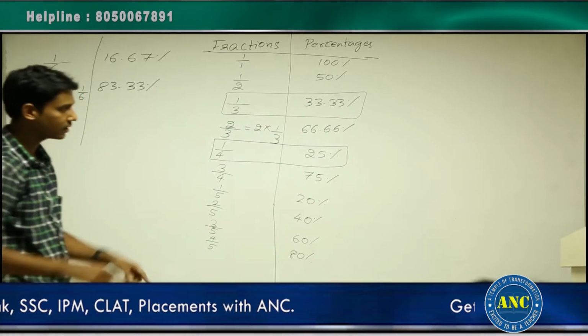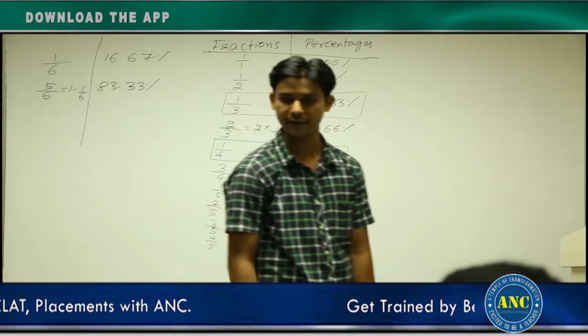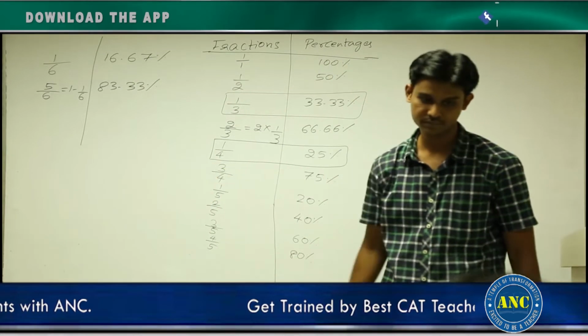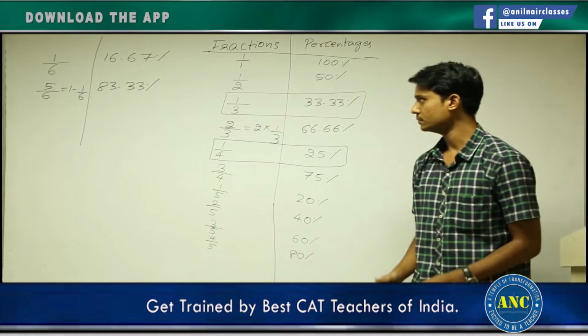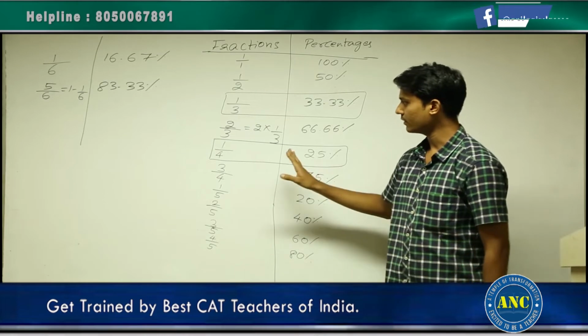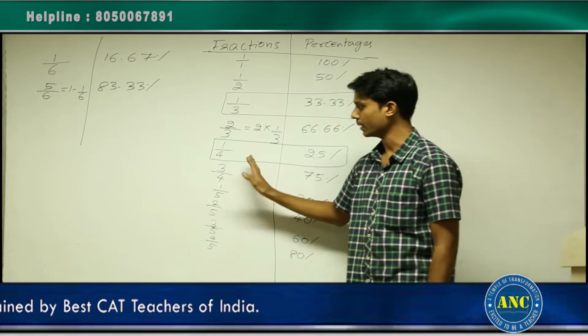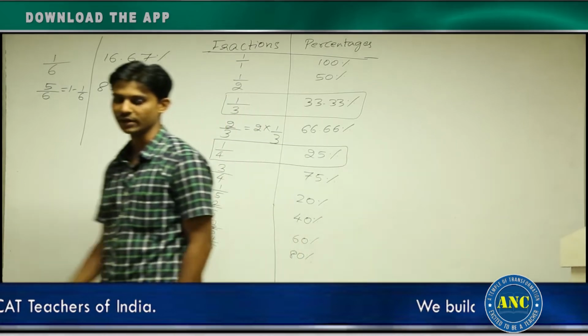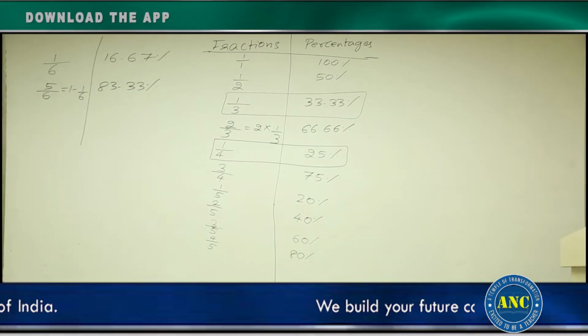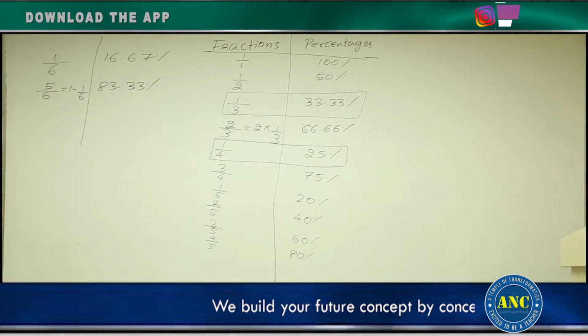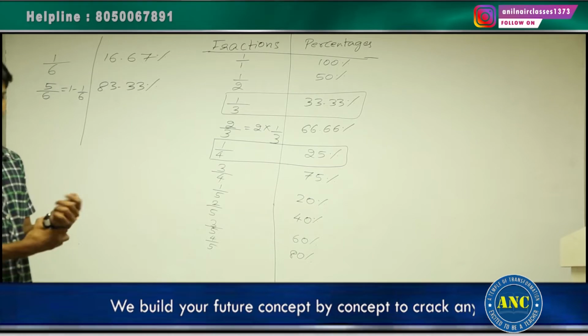Please write down these values. Next I will move on to 1 by 7, 1 by 8, all those things, after you write them down. Understand very clearly, this will form the basis of your DI class. These are very important values for DI calculation. You will understand it over a course of time after you solve some questions.